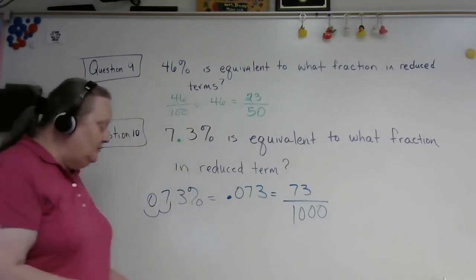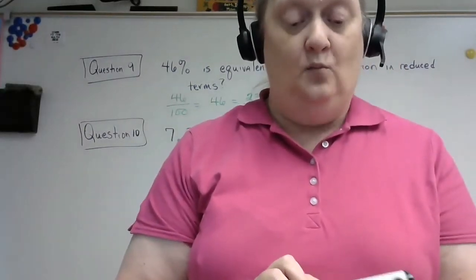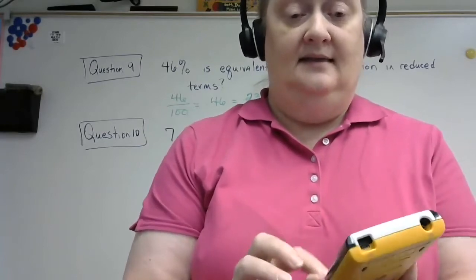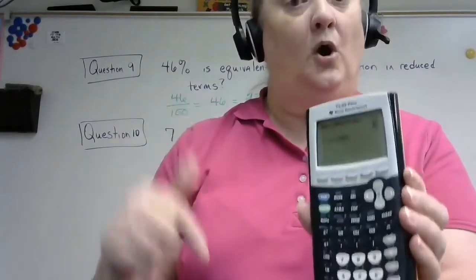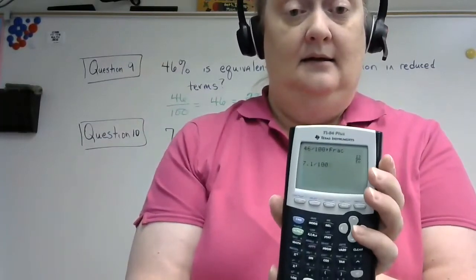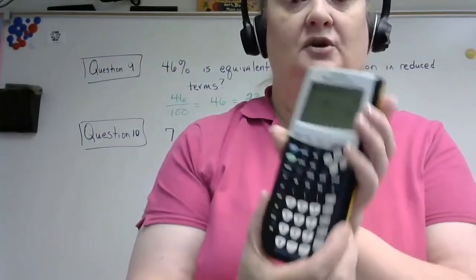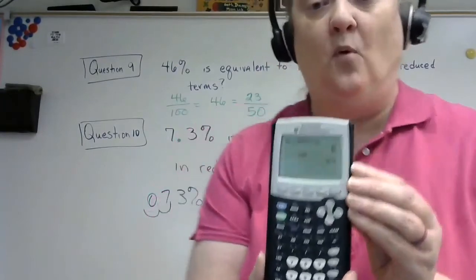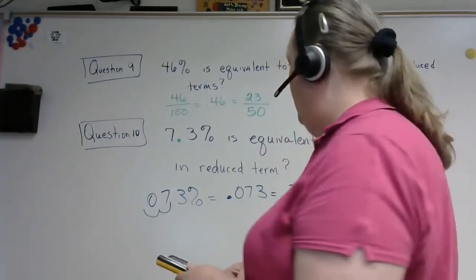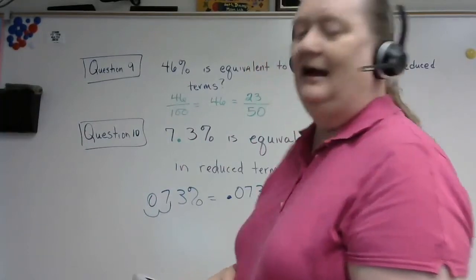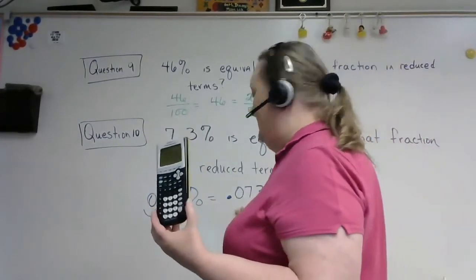Now we can also do that with the calculator. Again, typing the 7.3, hit the divide key, 100 for the percent. And if I hit enter, it will give me the decimal. Let me hit the right number first: 7.3 divided by 100, which would give me 0.073 as the decimal.